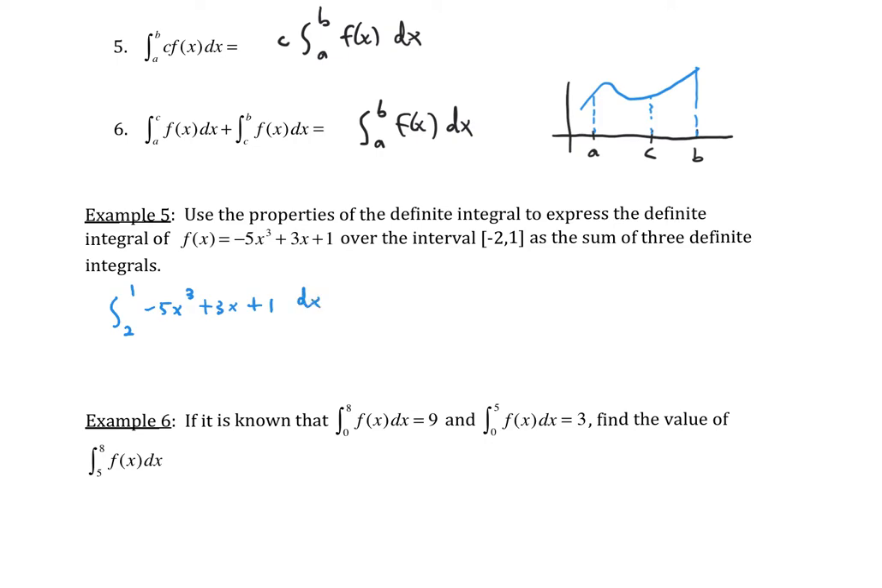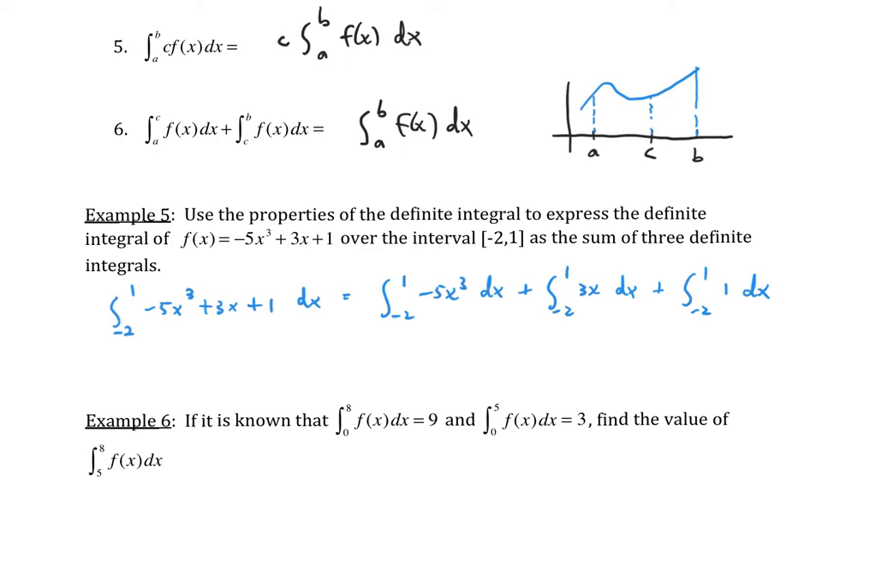And then what I could do is I can use the sum rule twice. So I could split it up into three pieces. So that goes from negative 2 to 1, negative 5x cubed dx plus the integral from negative 2 to 1, 3x dx plus the integral from negative 2 to 1 of 1 dx.